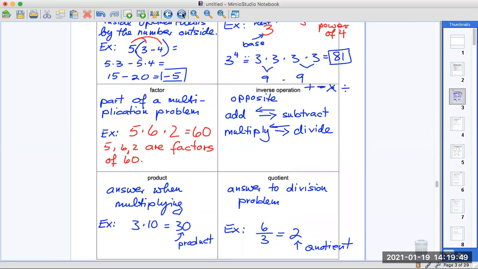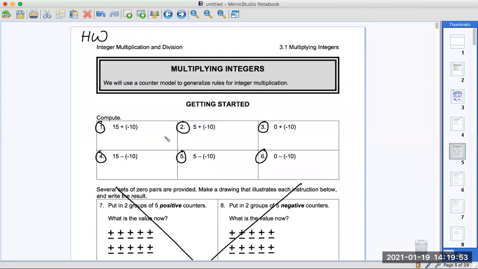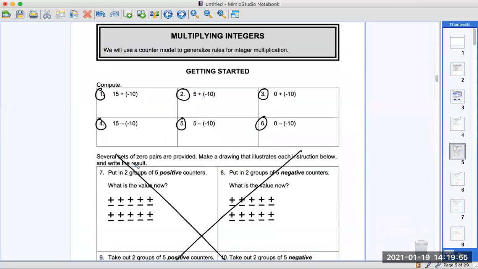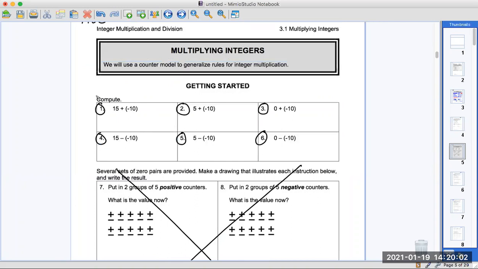We're skipping the next page, so you can put a big X through it. And we're on this page, and this page I don't want to use any counters. I don't want to make groups. I'm going to show you a short way. These are not multiplication. Even so, it says multiplying. I'm not going to use a counter model. So I'm going to cross that out. And this is not multiplying. This is all adding or subtracting.